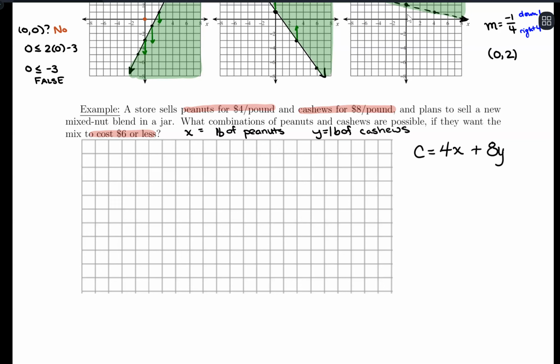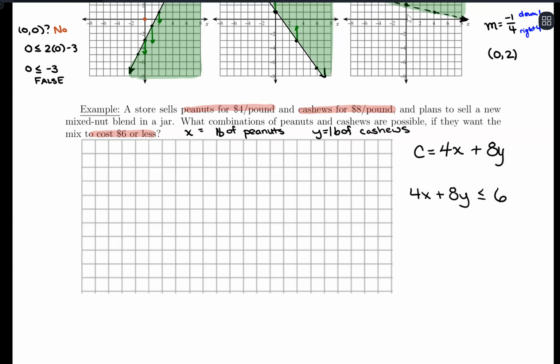So we want this cost to be $6 or less. So if we calculate this cost of 4x plus 8y, we want this to be less than or equal to $6.